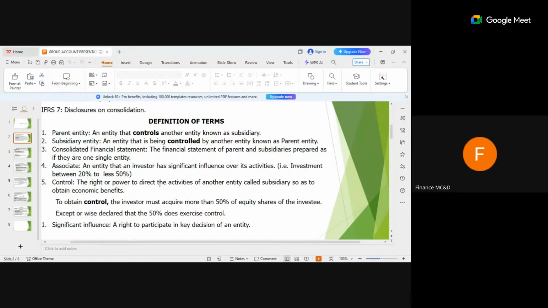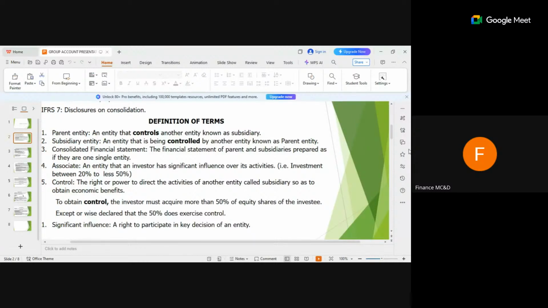So let's continue. Group account. For today, we are just going to be refreshing our memories, talking about how group accounts arise, what the requirements of group accounts are, and the likes.